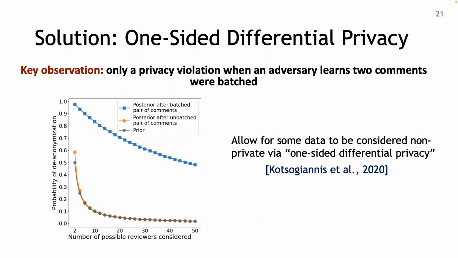And so there's been some previous work that tries to allow for some data to be considered non-private. For instance, if you're looking at differential privacy over databases, maybe we only need to care about privacy for minors, but not for people over the age of 17. And so they introduced this notion of one-sided differential privacy that allows for only some types of data to be considered private. So we'll think about how to apply that notion in this setting.